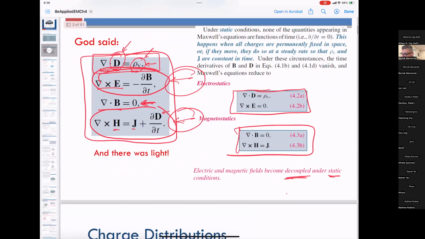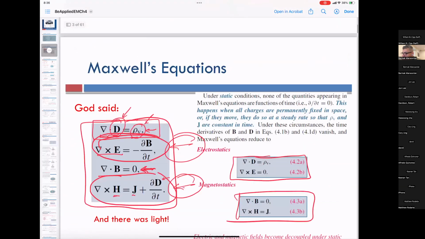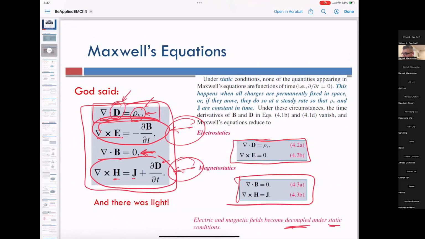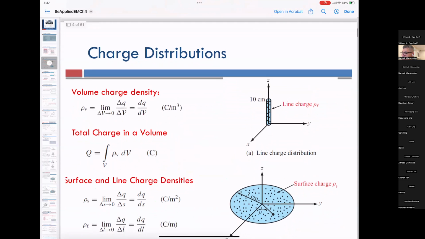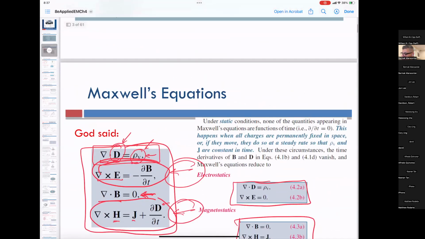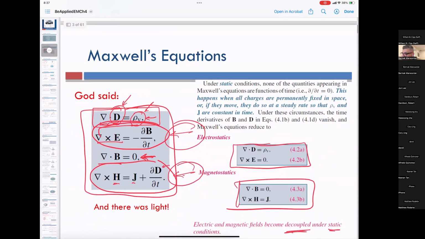Okay, so this is the condition we're going to be talking about, where the two fields, electric field and magnetic field, are decoupled and there's no electromagnetic wave. So we're just going to use this, as you'll see. Let me just fast forward to why we're doing this.